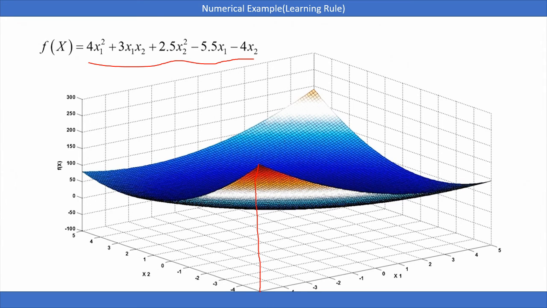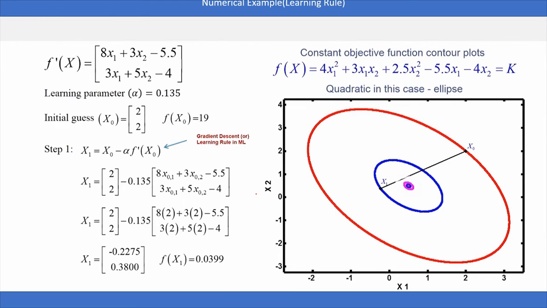Now we will try to solve this mathematically. This is the example with the given equations. This is f dash of x. If I differentiate the first equation with respect to x1, here I'll get 8x1. So this is the equation which is given: 4x1 square, 3x1 x2, and 2.5 x2 square, and then 5.5 x1 minus 4x2, which is equal to 0.